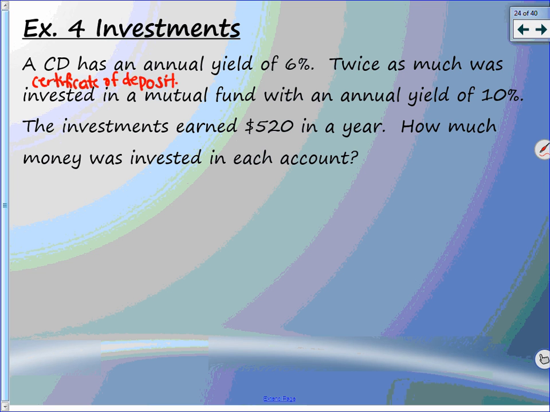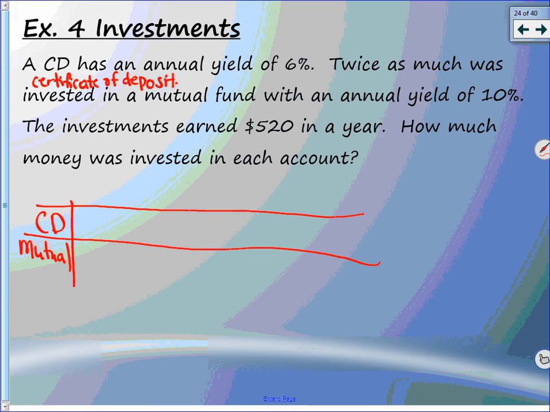So in these, do you guys see how there's two different investments? There's the CDs and there's the mutual funds. Because there's two different investments, I'm going to set up a table. One line is going to be a row for my CDs, and the other line is going to be a row for my mutual funds. And then on the top, I'm going to write the equation that relates these together. And the equation is the amount that's invested times the percent, which we write as a decimal, equals the yield. And yield is the interest that you get.